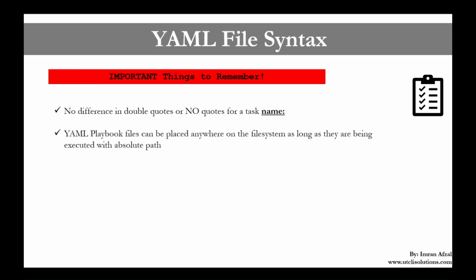Then YAML playbook files can be placed anywhere on the file system as long as they are being executed with absolute path. Yes, so our Ansible home directory is /etc/ansible. So you can keep all your playbook or YAML files in that directory. That's a good practice. But if you wanted to keep those executable files somewhere else, that is still fine. But when you run it, you have to run it with the absolute path.